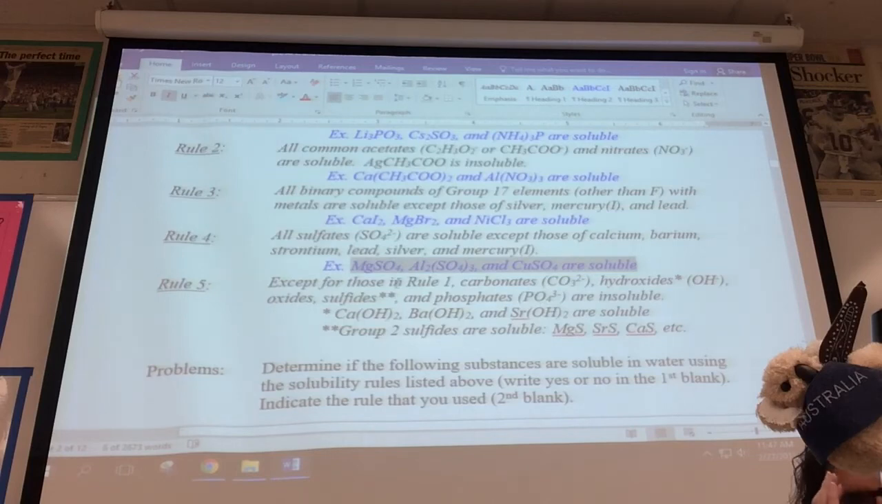And then rule 5 is sort of a catch-all. It says except for those in rule 1, that is group 1 or ammonium containing ions, carbonates are not water soluble. Hydroxides typically not, but calcium, barium, and strontium hydroxide from group 2 are. Oxides are not. Sulfides are not, but group 1, group 2, and ammonium ion are. Phosphates are not. If there's no rule for it, assume that it's insoluble. It doesn't dissolve in water.